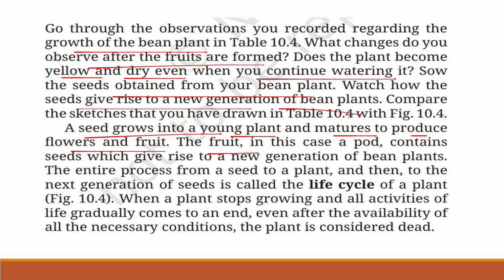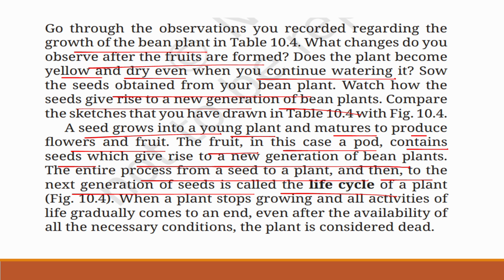The fruit, in this case a pod, contains seeds which give rise to a new generation of bean plants. So the fruit, in the case of the bean plant, we will say pod. The pod contains seeds. These seeds will give rise to a new generation of bean plants. Then the process from a seed to a plant and then to the next generation of seeds is called the life cycle of a plant. This is important: what is called the life cycle of a plant.